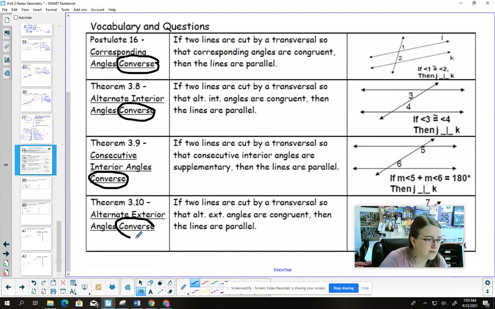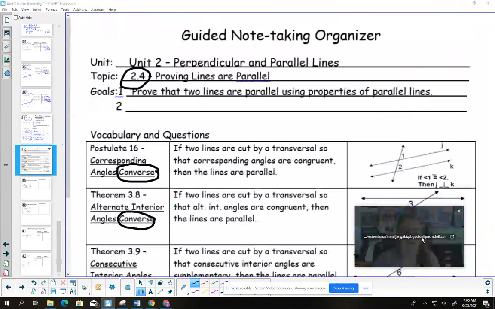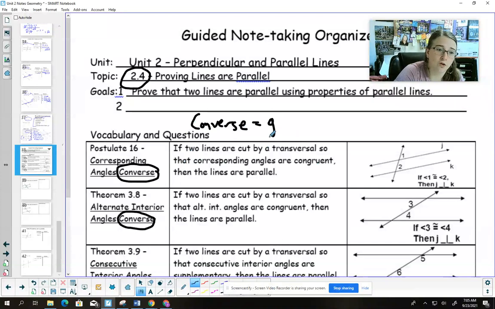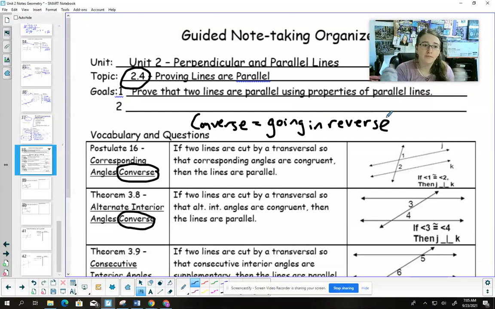We haven't talked about converse before. We used to in the past talk about converse, inverse, contrapositive. Don't worry about that. What you need to know, make a little note here, is converse. Think about that as going in reverse. So write that on your notes. Converse is going in reverse, or switching things up.